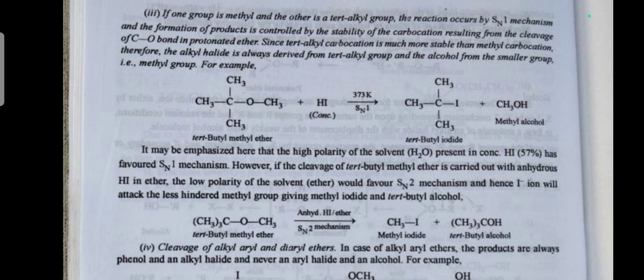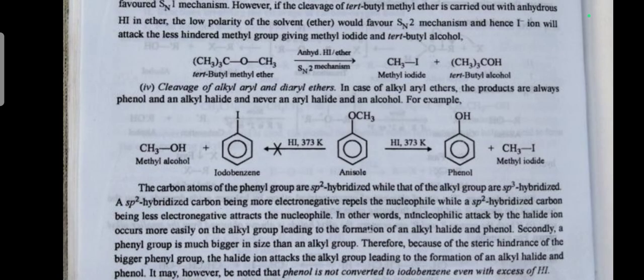Case 4. Cleavage of alkyl aryl and diaryl ethers. In the case of alkyl aryl ethers, the products are always phenol and an alkyl halide, and never an aryl halide and an alcohol. The carbon atoms of the phenyl group are sp2 hybridized, while that of the alkyl group is sp3 hybridized. An sp2 hybridized carbon, being more electronegative, repels a nucleophile, while an sp3 hybridized carbon, being less electronegative, attracts the nucleophile. In other words, nucleophilic attack by the halide ion occurs more easily on the alkyl group, leading to the formation of an alkyl halide and phenol.